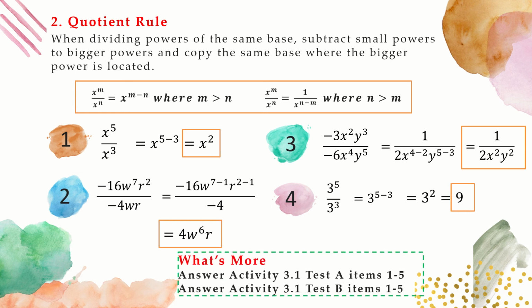So for what's more, you will answer activity 3.1 test A, items 1 to 5. Answer activity 3.1 test B, items 1 to 5. So, answer all of them.